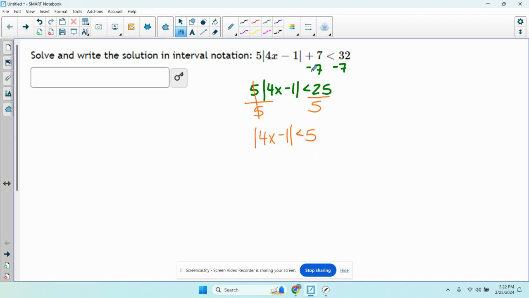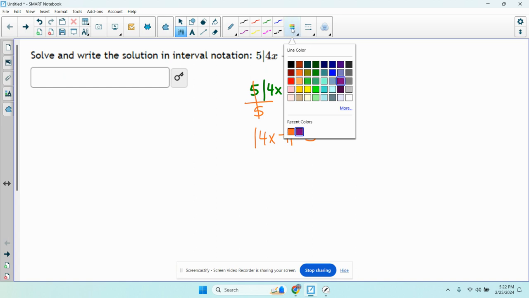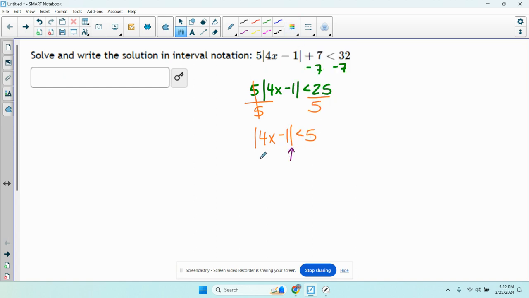So when you see the absolute value symbols, these two things, you can really think of this as the distance from 0. So what I'm saying is whatever x is, when I do 4x minus 1, it has to have a distance from 0 that is less than 5. So if you think about the number line, here's 0, here's negative 5, here's 5.